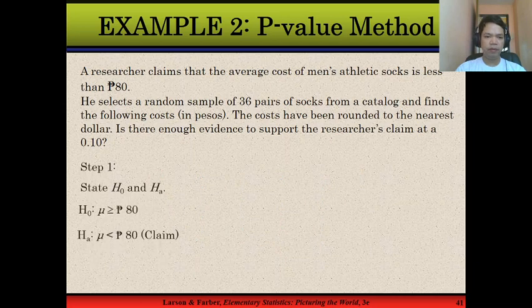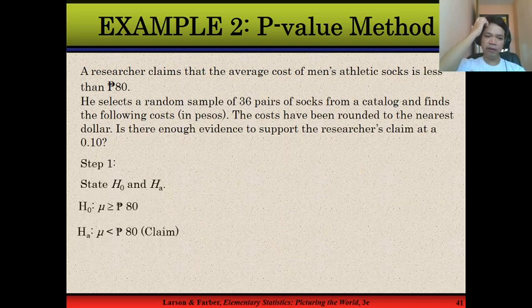Okay? So, step 1 na kagad tayo. State the null and the alternative. So, ang claim na kasi that the average cost of men's athletic socks is less than 80. Less than 80, inequality to. So, alternative hypothesis to. So, nandun siya, less than 80. Complement niya, greater than or equal sa 80. At ang claim na researcher nasa alternative ulit.